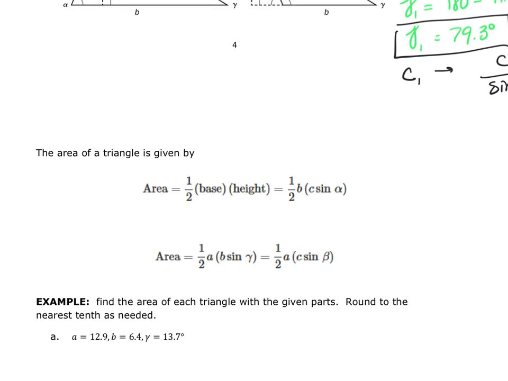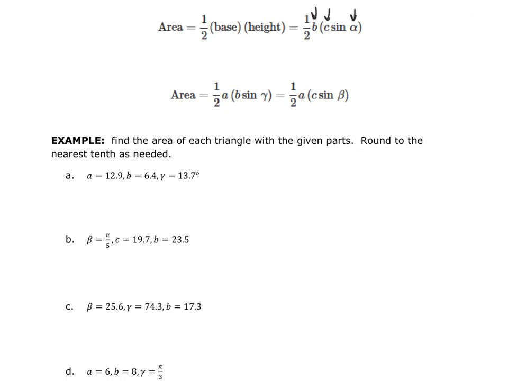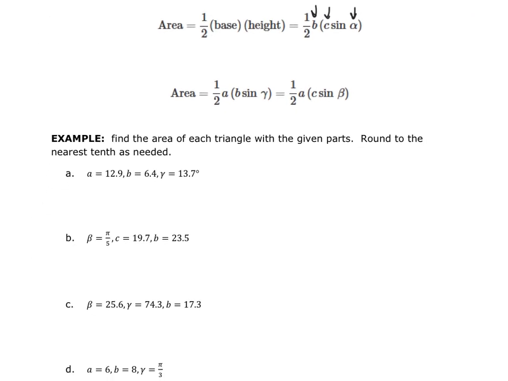What I need to know, however, if we look at this, my area is 1/2. Notice I need to know my B side, I need to know my C side, and I need the angle not opposite any one of those two. So for A, it's already ready to rock and roll. Gamma is not opposite A or B, so my area on this, easy peasy, lemon squeezy, is 1/2 the 12.9 multiplied by the 6.4 multiplied by the sine of 13.7 degrees.